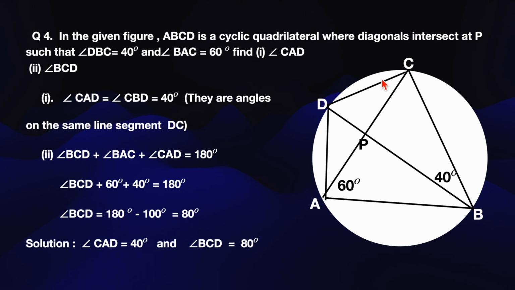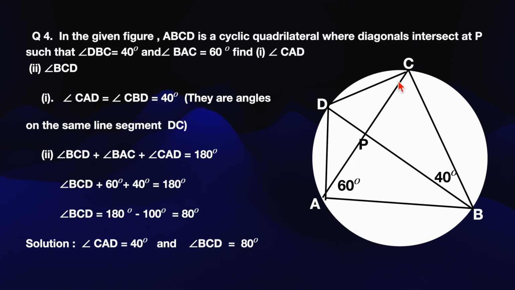Now if we consider this line segment as the base here, it subtends angle 40 degrees at point B, and this angle of 40 degrees will be subtended at any point on the circle. So you can see that A is one such point. Here at this point, this base will subtend an angle of 40 degrees. So the angle CAD is equal to 40. Now they are asking us to find the value of BCD.